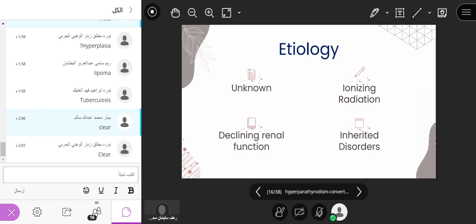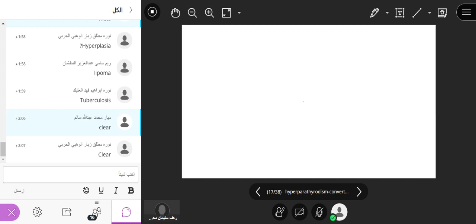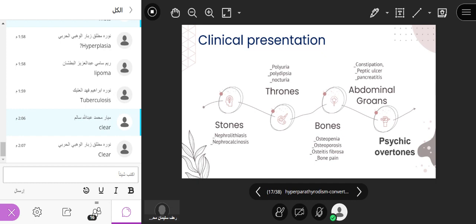Etiology varies. It's either unknown or because of ionizing radiation, declining renal function, or an inherited disorder. The clinical presentation is known as stones, thrones, bones, and groans, and finally psychiatric overtones. Stones: the patient will have either nephrolithiasis or nephrocalcinosis. The difference between them is that the first one is a renal stone, while the second one, nephrocalcinosis, is the presence of calcium salts within the kidney.